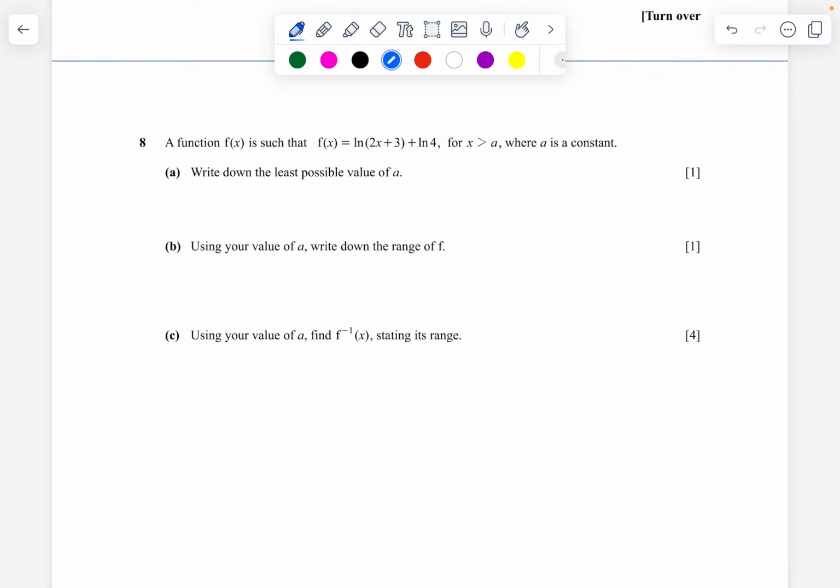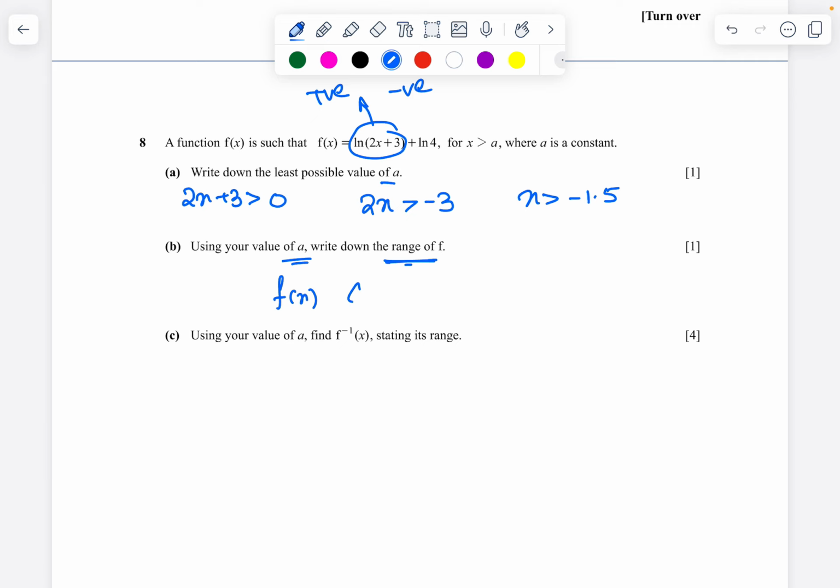Next, question number 8. A function f of x is defined by this one. Write the least possible value of a. We know that for ln(2x plus 3), only the logarithm of a positive number is possible. So 2x plus 3 should be greater than 0. 2x is greater than negative 3, x is greater than negative 1.5. For the value of a, write the range of f. So log can be either a positive number or a negative number. So the answer is going to be all real numbers. So f of x belongs to all real numbers.